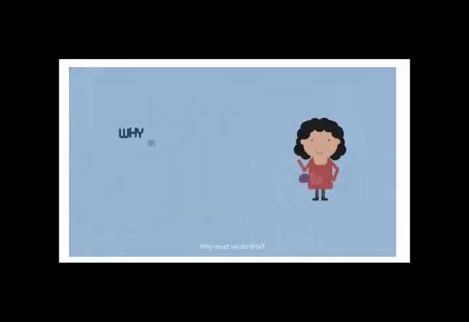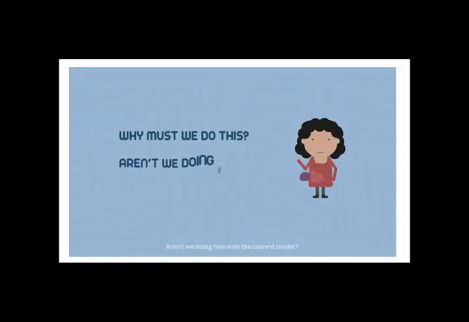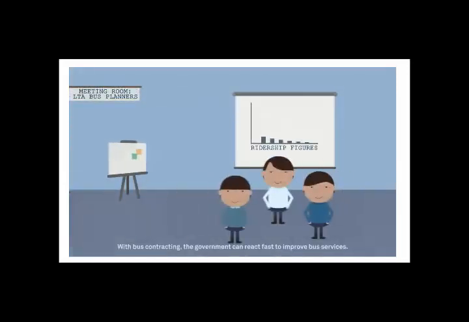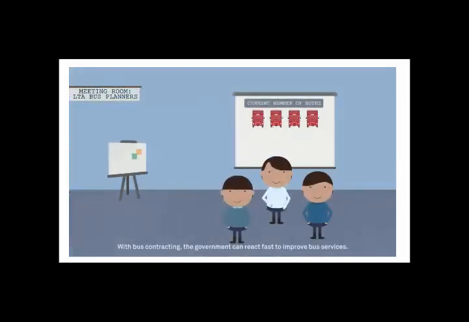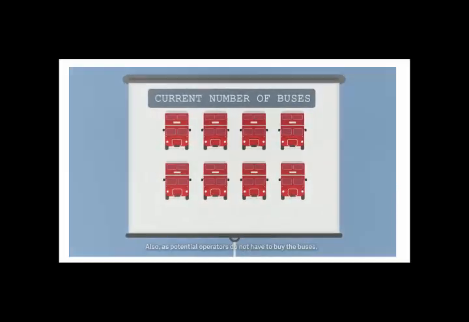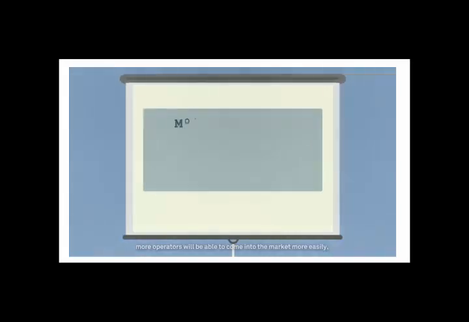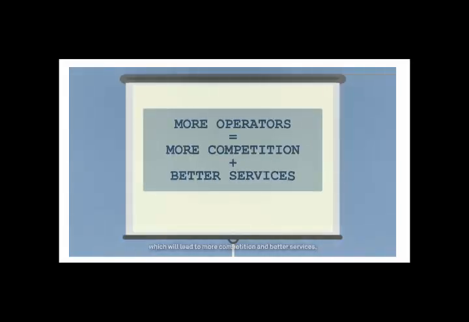Oh, why must we do this? Aren't we doing fine with the current model? Although, yeah, I will be much happier if the buses can come more regularly and promptly. You got it. That's what we want to do. With bus contracting, the government can react fast to improve bus services. Also, as potential operators do not have to buy the buses, more operators will be able to come into the market more easily, which will lead to more competition and better services.